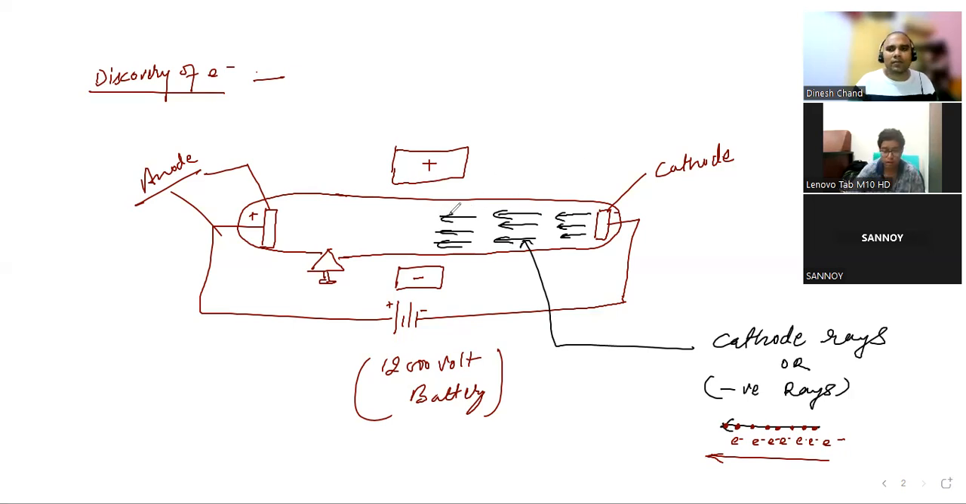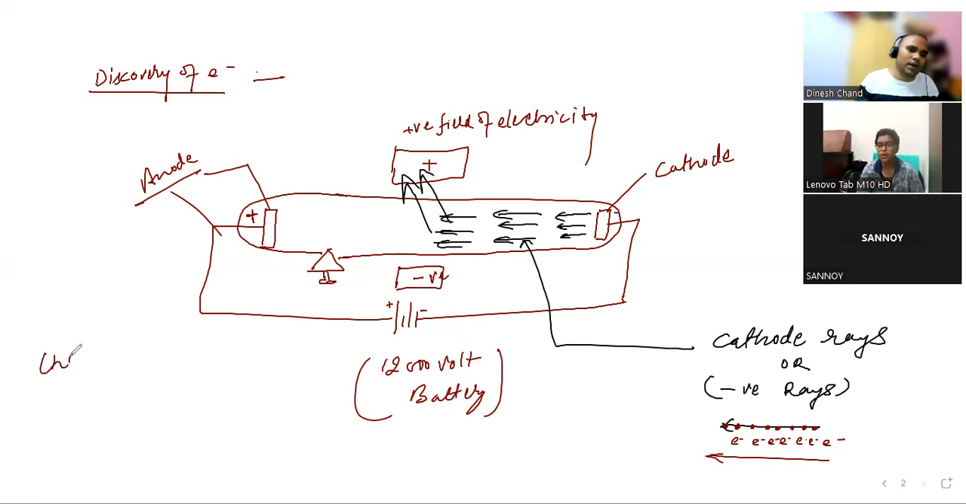Yes. Tell me one problem: in which direction do these rays move, towards the positive or the negative terminal? Sir, from negative to positive? The positive electrode is here, with the positive field of electricity. Which direction will it go? Sir, it will go to this side, the positive side. Very good, so it indicates that they are made up of negatively charged particles.